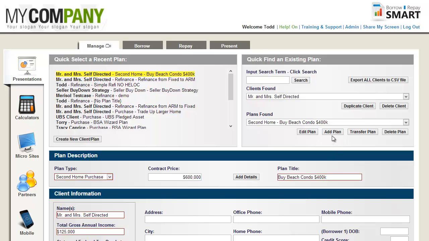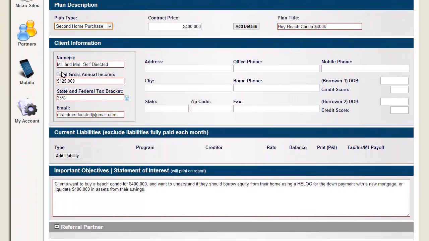So what we're going to use here for this particular example is a second home purchase. We just picked that from our drop down list here. $400,000 contract price. My title for my reminder is Buy Beach Condo for $400,000. We're going to use the same kind of general setup here. Mr. and Mrs. Self-directed, $125,000 income, 25% bracket and email.